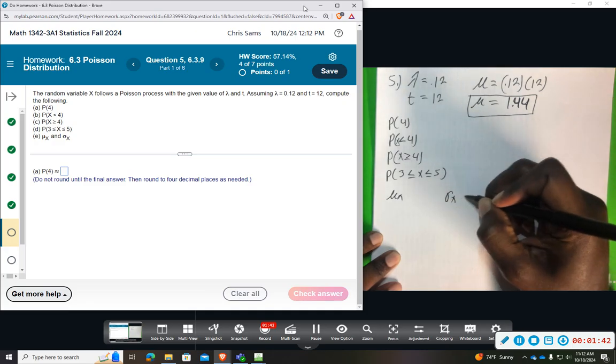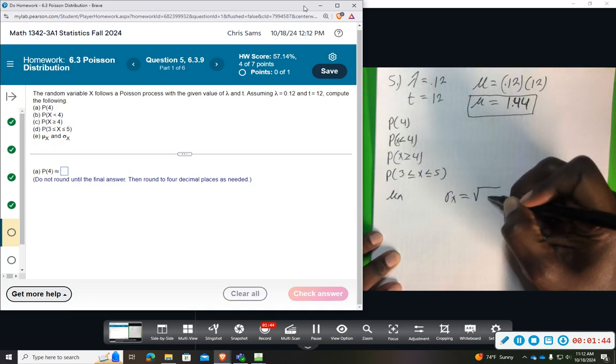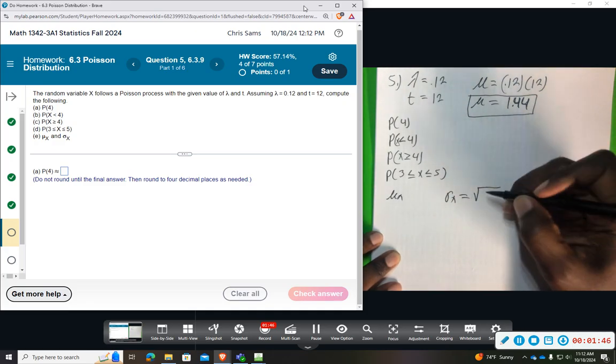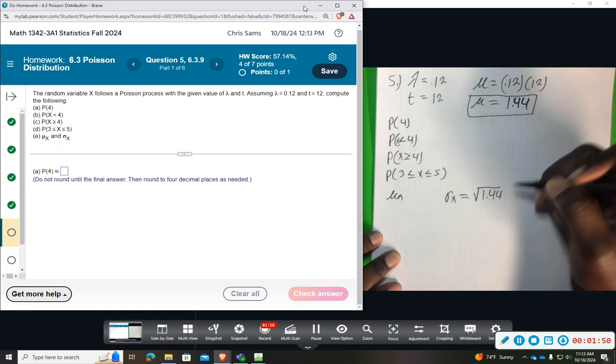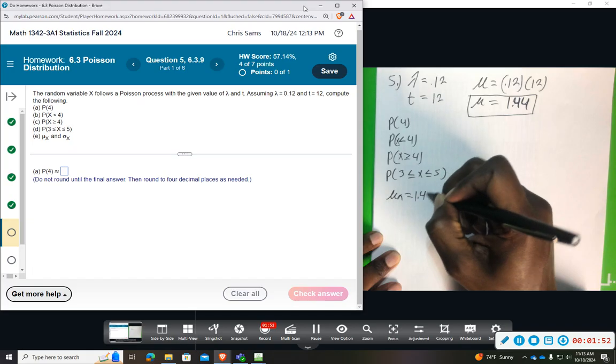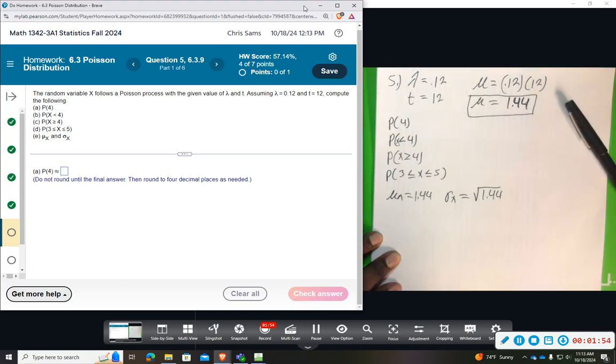So remember, the standard deviation is just going to be the square root of the mean, which we already got up here, 1.44. This was just 1.44. So just find out what that is. So those are all the values that we want to find.